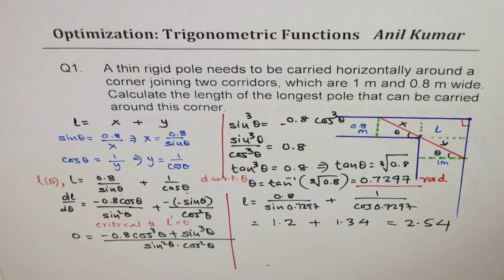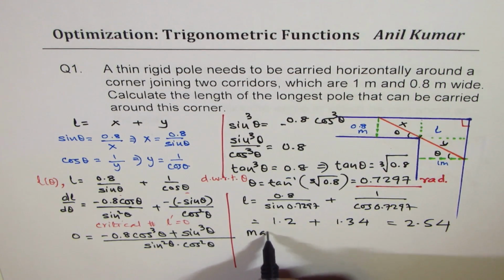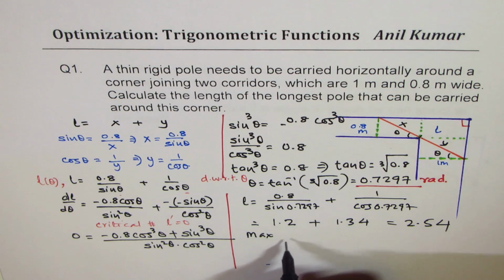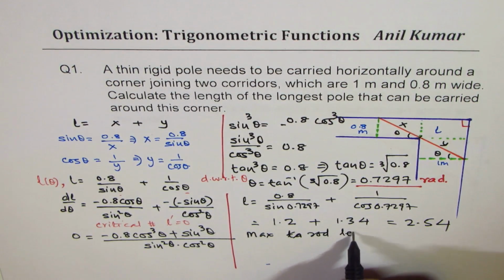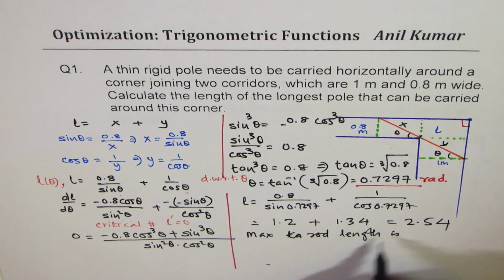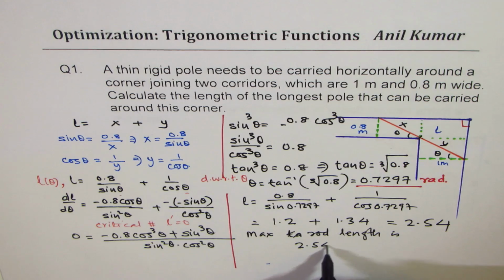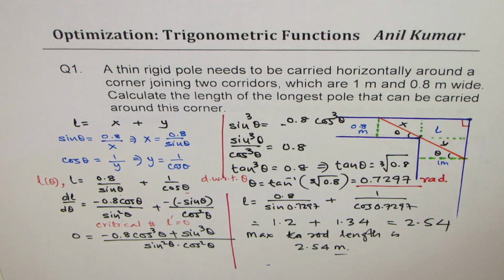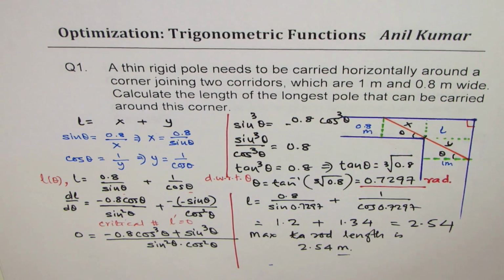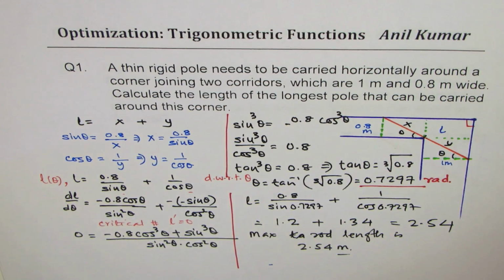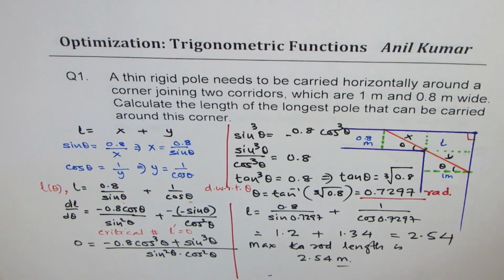So the maximum rod length in this case is 2.54 meters. Is that correct? Since it is more than 1 meter, we'll say this is the maximum length, right? So now let's move on to the next question.